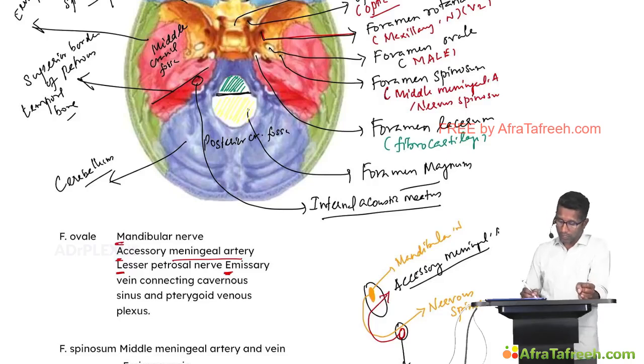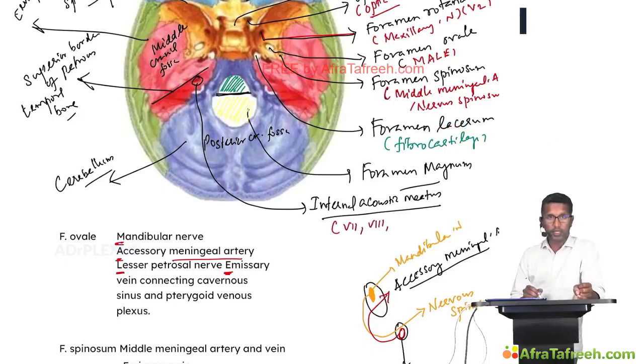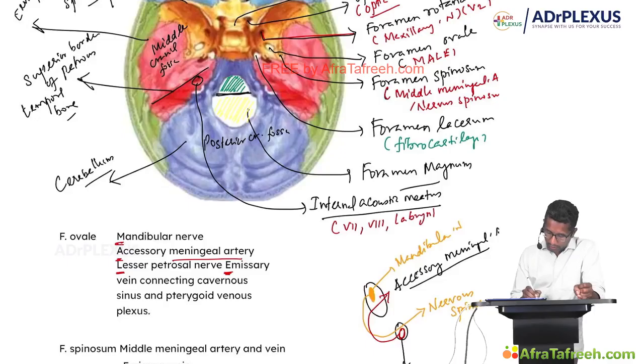One is the 7th cranial nerve, and the next one is the 8th cranial nerve. Along with that, it also transmits an artery called the labyrinthine artery.